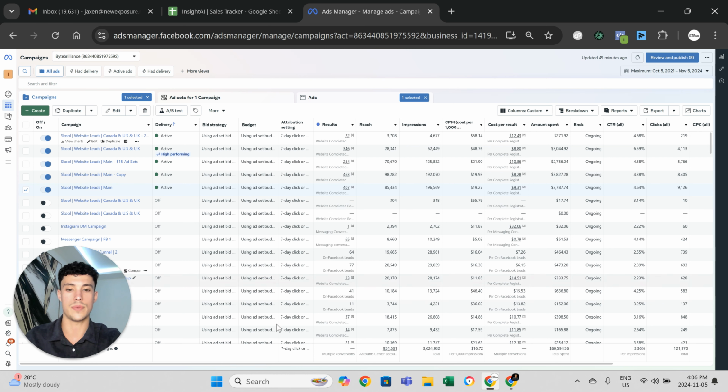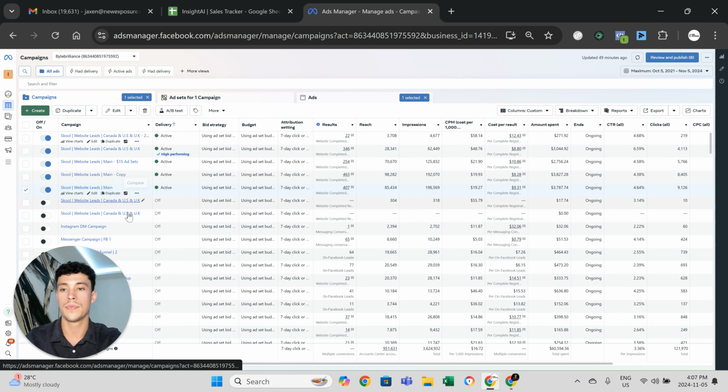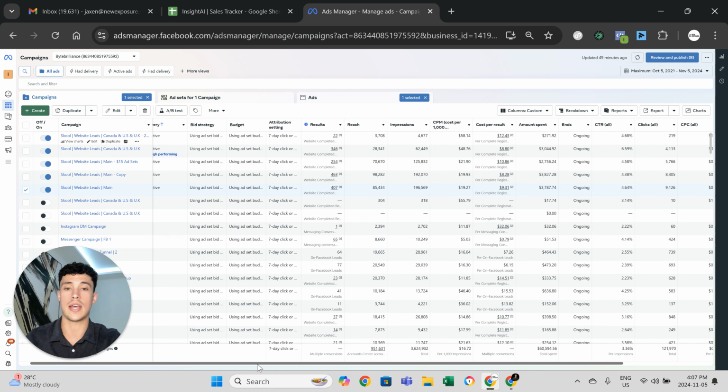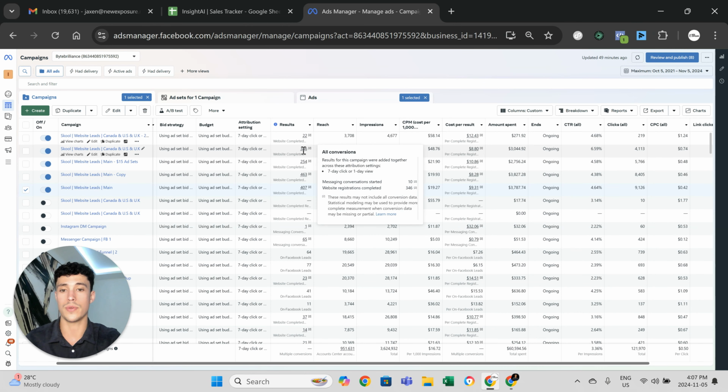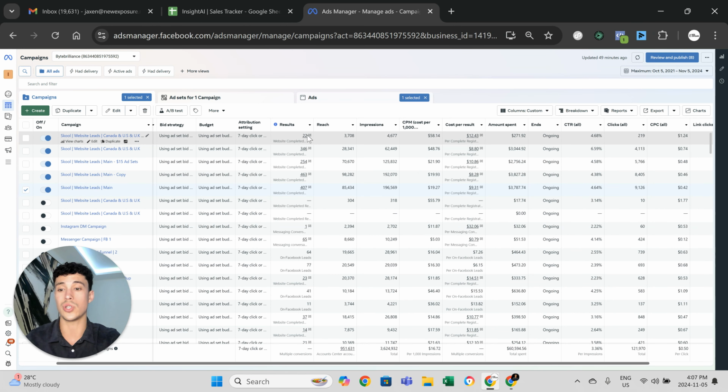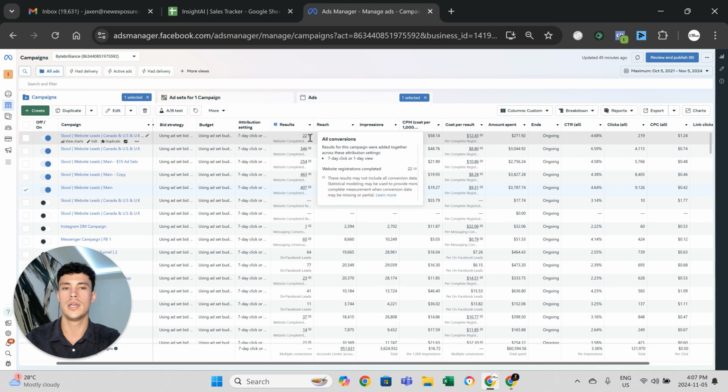So first things first, we'll take a look at the metrics here. As you can see, we got five ad campaigns launched here. And I'll break down why we have 5 instead of just 1 or 2 launched in a little bit. As you can see, the website completions: 407 here, 463 here, 254 here, 346, and 22 on this one, which we just launched about 2 days ago.